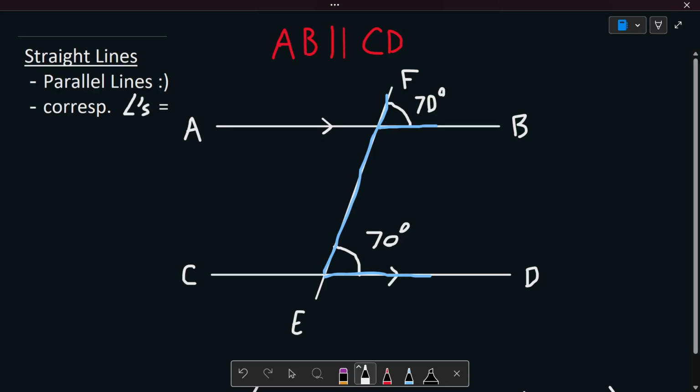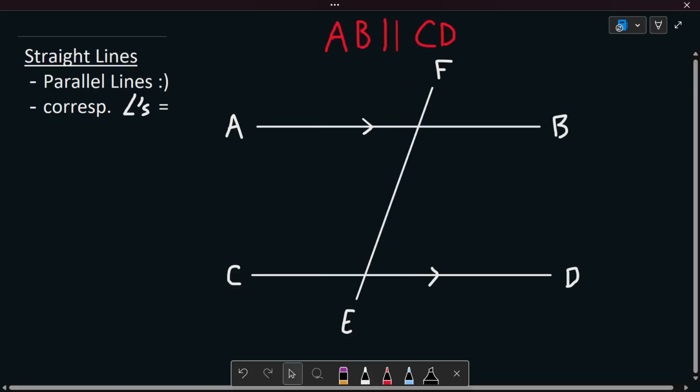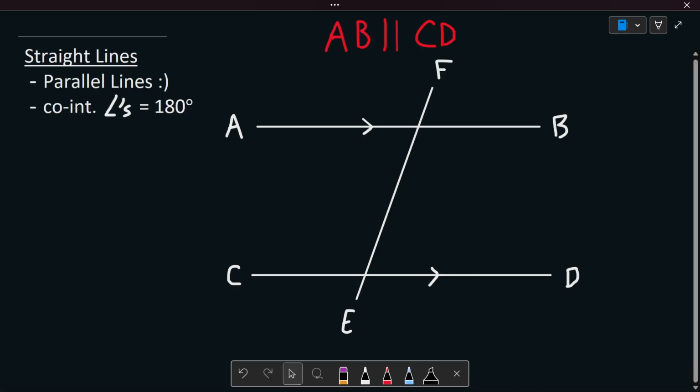There's not much more to go over for this one, but let's go to the last one, which is co-interior. It's going to be a little bit more tricky, but it's still really not that bad. For this one, I know it's the same set of lines, but this time we're going to look at something different.